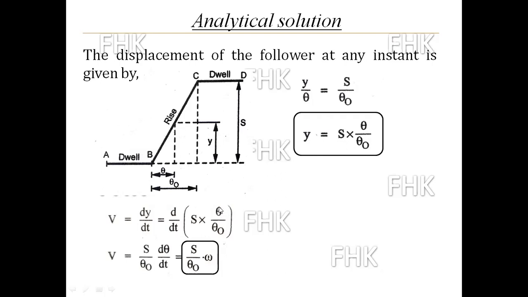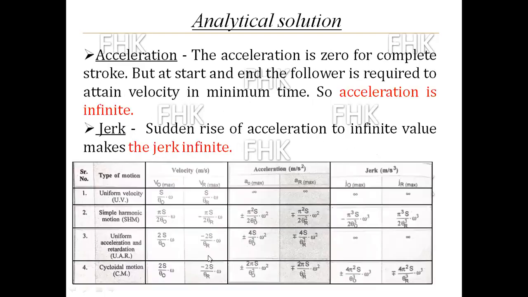The theta goes on changing, so we differentiate theta with respect to time, d theta by dt. What is that? d theta by dt is nothing but omega, the angular velocity. So the formula for velocity at a particular y location will be s divided by theta outward into omega. The same formula I will write here in this table, s divided by theta outward into omega for the outward stroke.